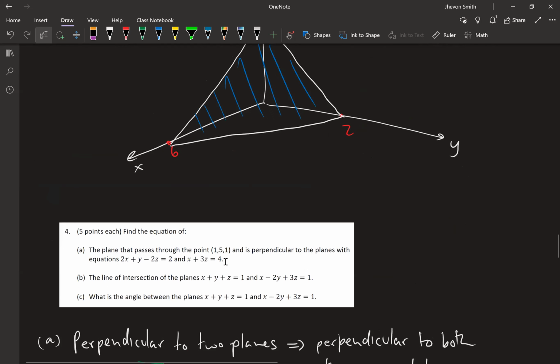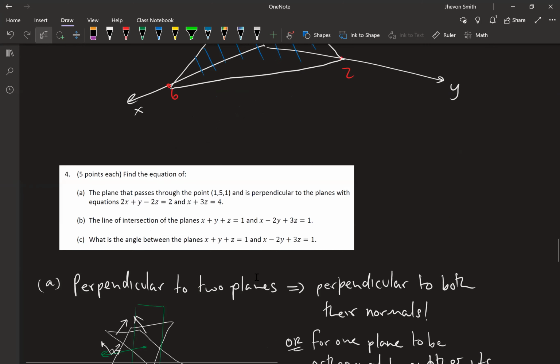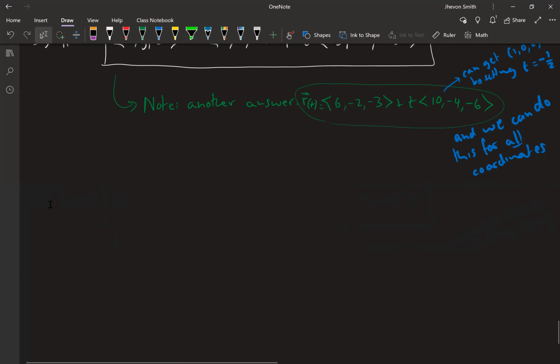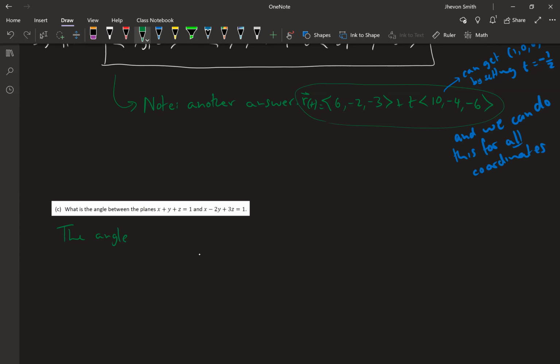At least that's the vector form. Now the last one, C. Remember, the angle between two planes is the angle between their normal vectors, because the normal vector describes the direction of a plane.